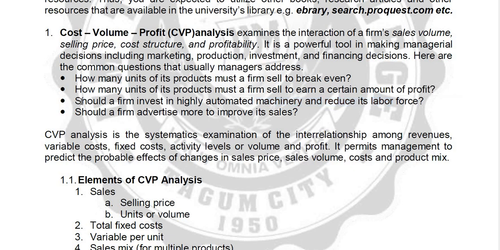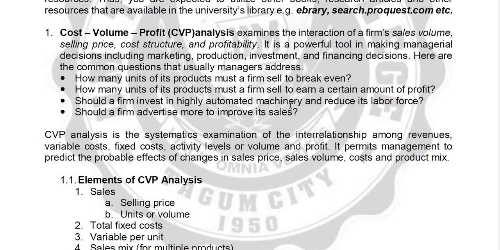When an entity invests in a highly automated machinery, it means that their fixed costs or their fixed expenses will increase. So basically, if there are many machines or if heavily automated ang isang entity, most probably marami silang investment sa PPE. So pag ganun, mas malaki yung depreciation expense na kanilang i-report. So depending on the nature of the business, like pag mataas kasi yung fixed cost, masasabi natin na mataas yung operating leverage ng company.